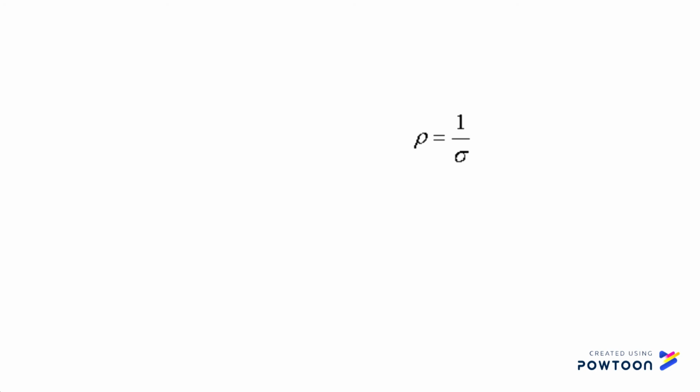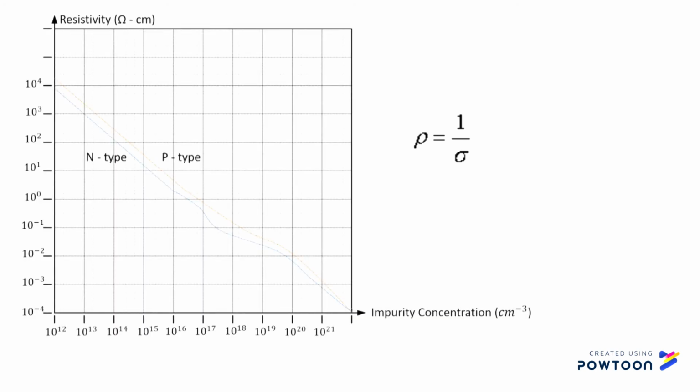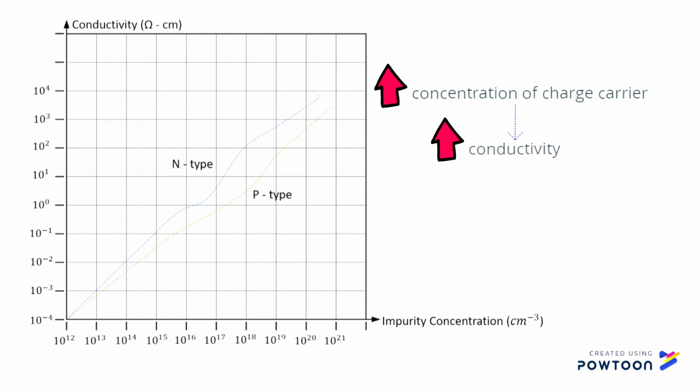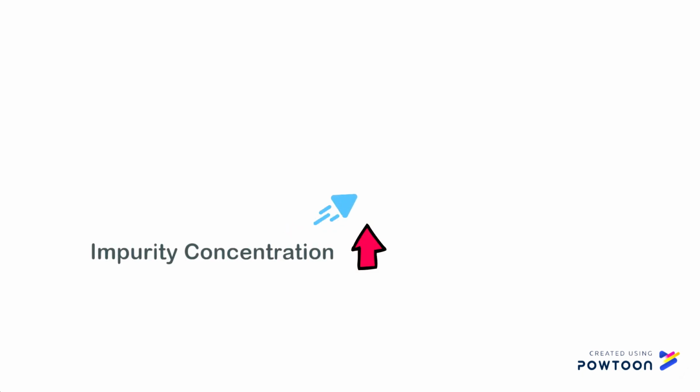As resistivity is the reciprocal of conductivity, the graph of resistivity versus impurity concentration is a decreasing graph, but opposite for the conductivity versus impurity concentration graph. The higher the concentration of charge carriers, the higher the conductivity and the lower the resistivity. In conclusion, the higher the impurity concentration, the higher the conductivity.